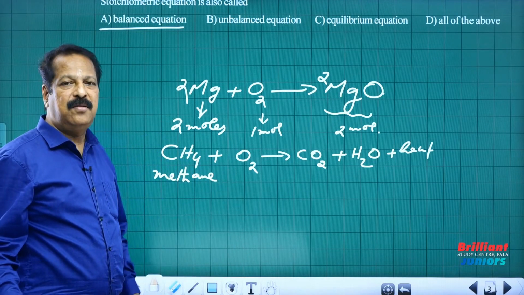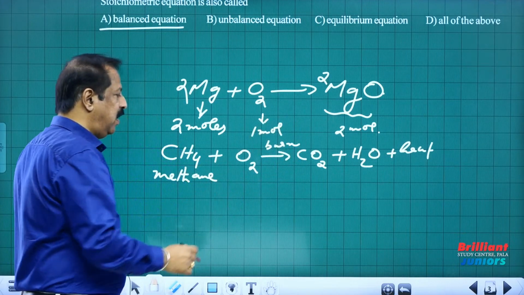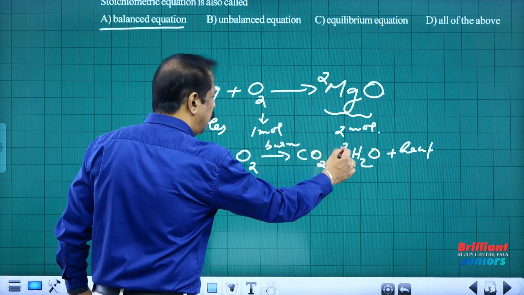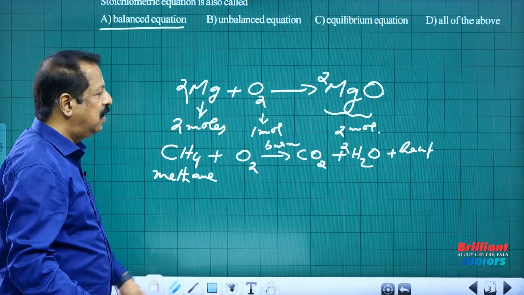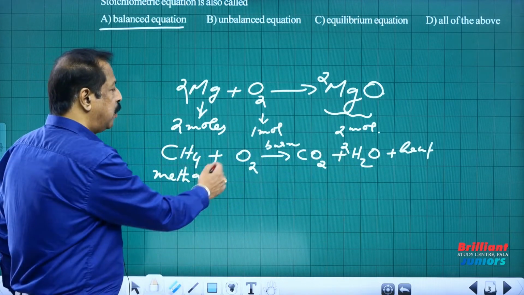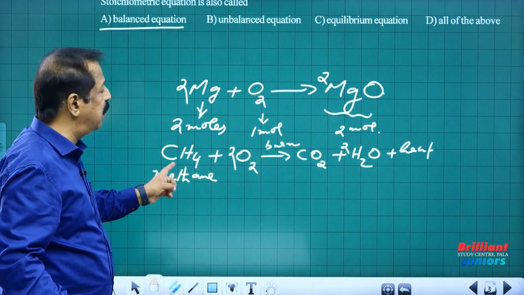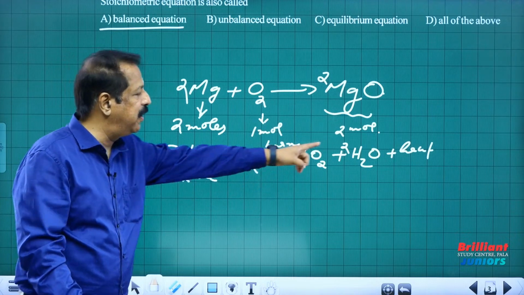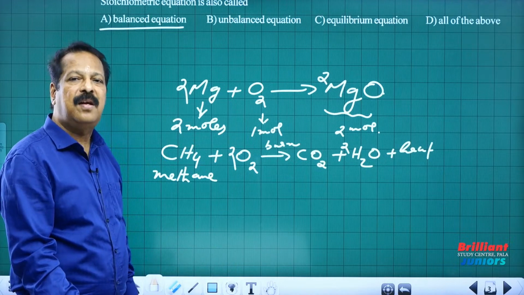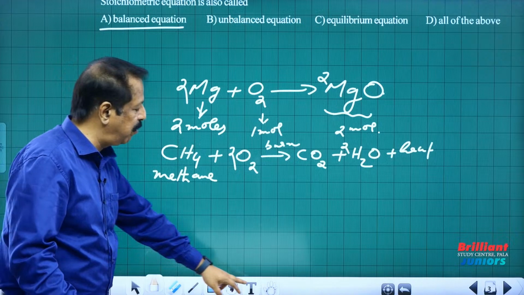You are going to burn natural gas in air, in oxygen. Here you have 4 hydrogen, here only 2 hydrogen, so you have to put 2 here. Now the number of oxygen: here you have O2, here 2, so total 4 oxygen. So here you have to put 2 oxygen, 2 into 2, 4. See the equation: carbon 1, carbon 1; hydrogen 4, hydrogen 4; oxygen 4, here 2, 2. So this is called a balanced chemical equation. A balanced chemical equation is also called a stoichiometry equation.